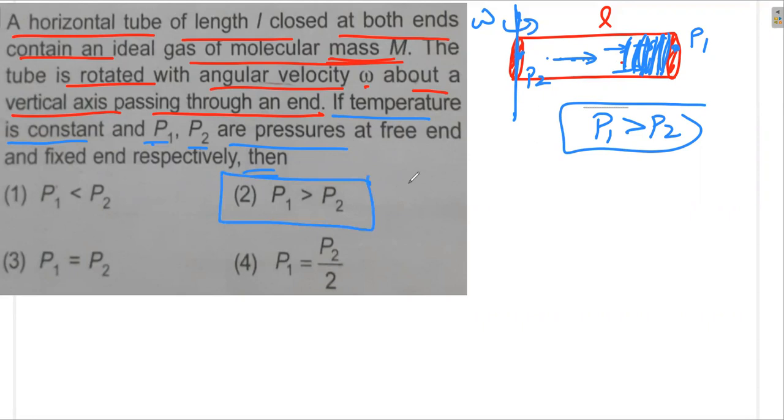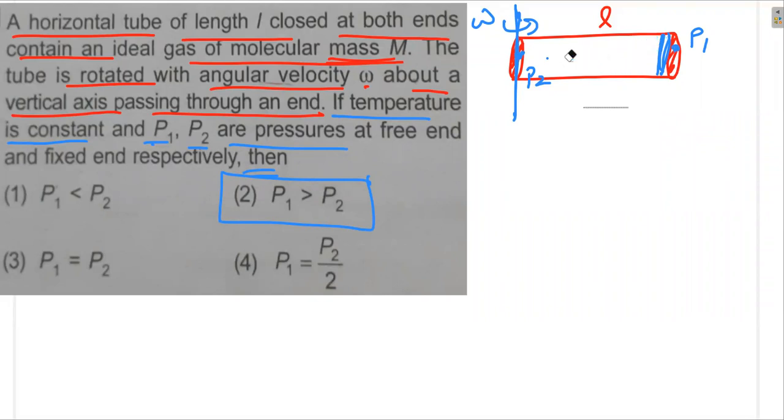This is straightforward. You don't need to do it from an exam point of view, but if you want to calculate, the idea is very simple. Technically the problem is over. Since the pressure is changing continuously from here to here, we cannot do it in one stretch. I have to consider a small portion. You can consider it anywhere.